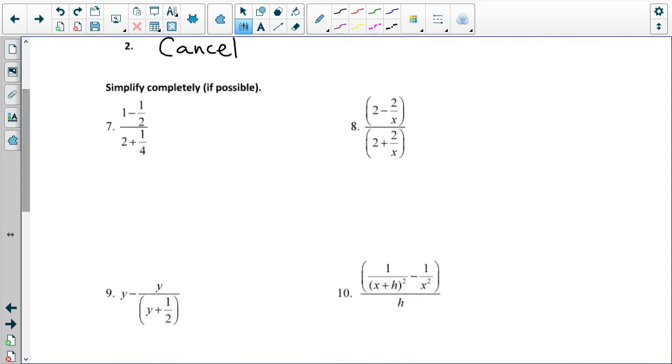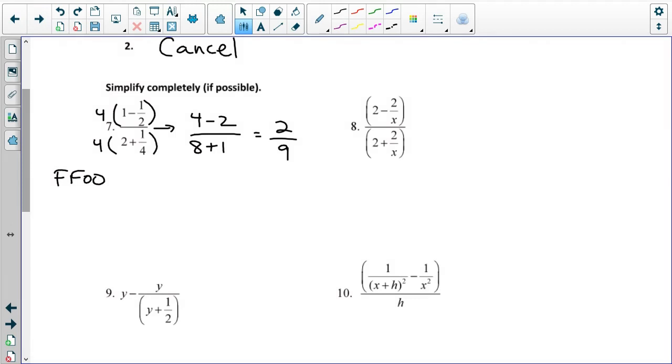So let's look at number 7. The common denominator of the denominators is going to be 4. So all I have to do is multiply everything by 4. 1 times 4 is 4. 1/2 times 4 is 2. 2 times 4 is 8. 1/4 times 4 is 1. If I multiply everything by 4, notice that I'm multiplying the top by 4 and the bottom by 4. That's really multiplying by a form of one, because 4 over 4 is equal to 1.